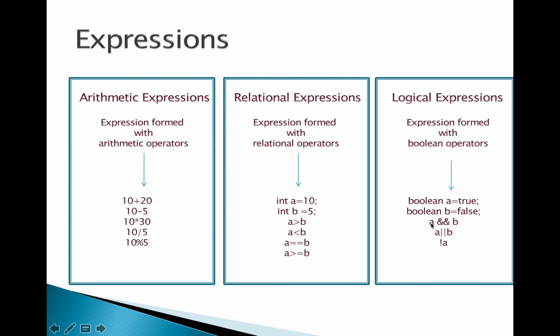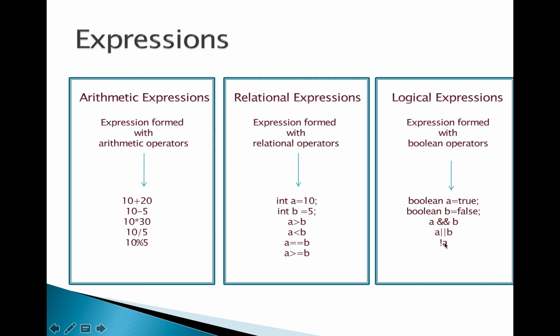whenever everything is true. The OR operator will be evaluating to true if at least one of the elements is true. So here, A is true and B is false, so true and false is always going to be false. When you say A or B, A is true and B is false, so either one should be true, so it is going to evaluate to true.